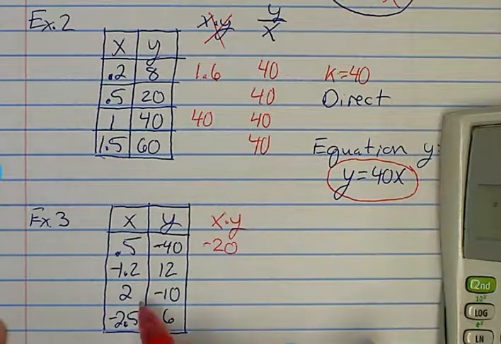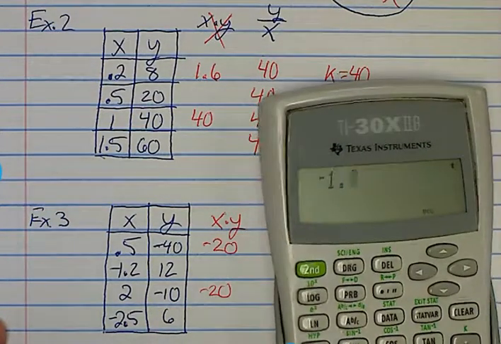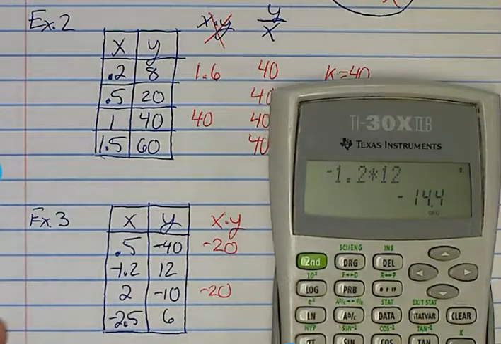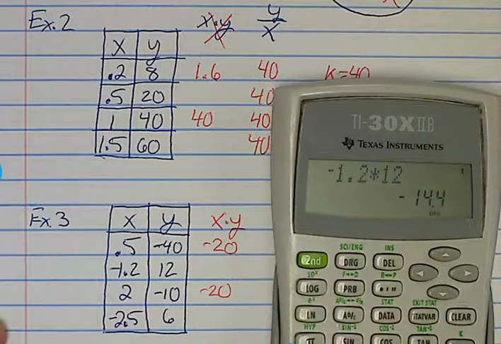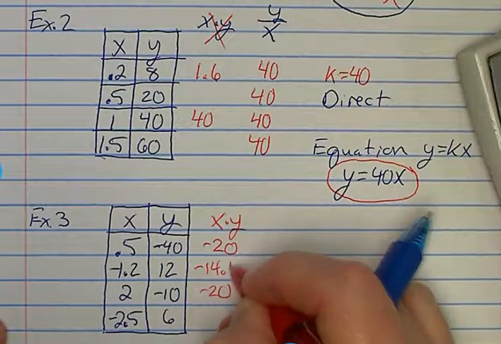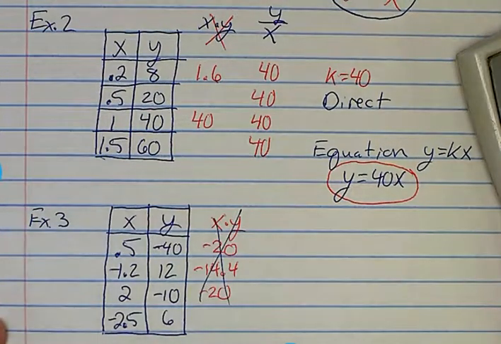Now, you may jump down here and go, oh, well, 2 times negative 10, that's negative 20. All right, well, that one may be true, but you've got to check them all, because what is negative 1.2 times 12? Yeah, negative 14.4, right? So if we multiply those together, that's a different number, and it doesn't matter if there's just one number different. Because of that one number that's different here, that one's out.